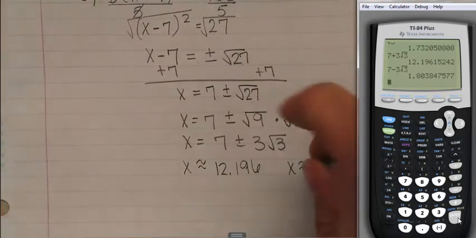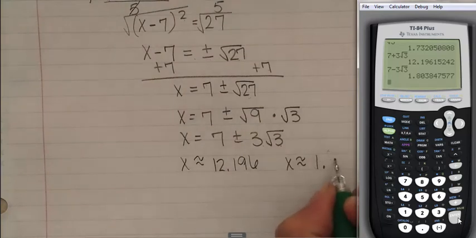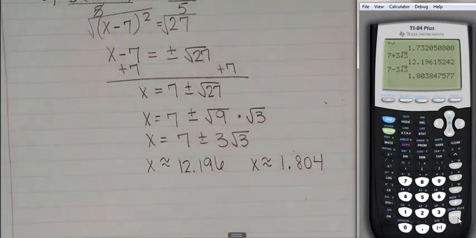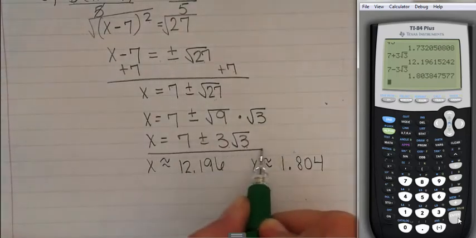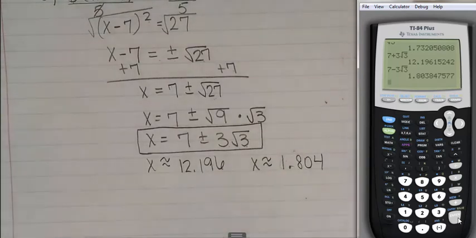Oops, not 8. 1.804. So really, this is what I'm looking for. But if you had to graph it, you might want to know where those x-intercepts are on your graph. So putting them into decimal form would be way more helpful. For this lesson, though, you can just simplify things, and I would prefer that you do that.